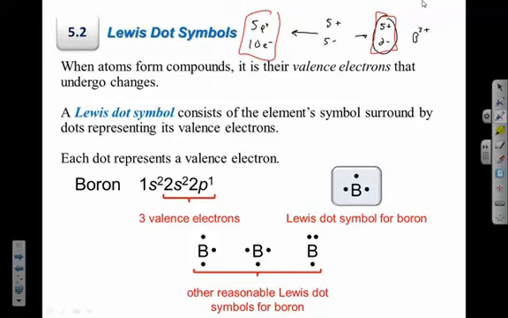So let's compare aluminum with boron. Aluminum has 13 protons and 13 electrons if it's neutral. So for aluminum, if it lost 3, 13 to 10. So for boron to lose 3, or for aluminum to lose 3, which is going to be easier to lose 3 electrons?